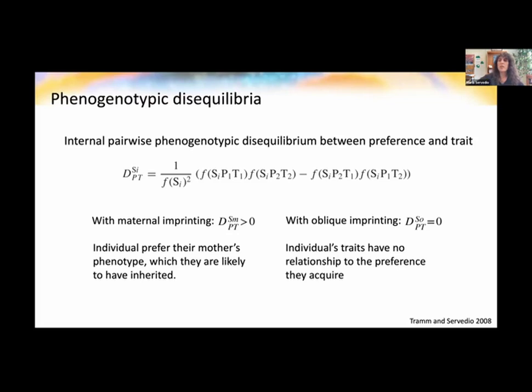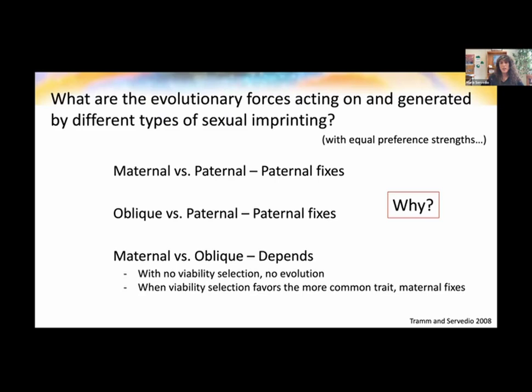And I'm not going to go into the details of what this does specifically because the logic gets a little tangled. But this ends up giving an advantage to maternal imprinting in a way which we were able to track with the math. And it also accounts for exceptions to the rule. So when viability selection favors the rarer trait, it turns out that thinking about phenogenotypic disequilibrium and understanding what that does explains why in that case oblique imprinting fixes.